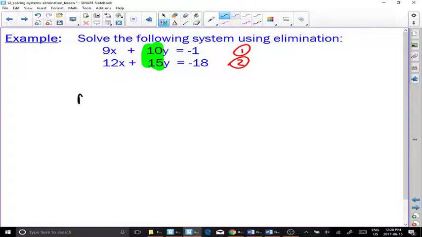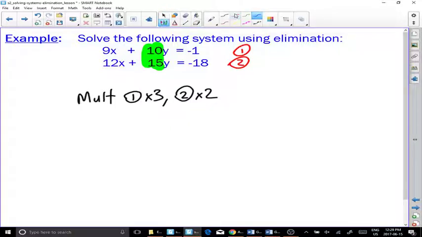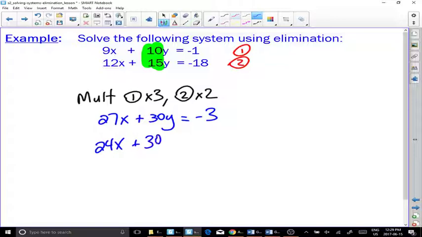So we are going to do two things at once, I suppose. We're going to multiply equation 1 by 3. That makes that 30. And we're also going to multiply equation 2 by 2. So the new one is going to be 27x plus 30y equals negative 3. And the new 2 is going to be 24x plus 30y equals negative 36. That is the new 1 and the new 2, which we could call 3 and 4.